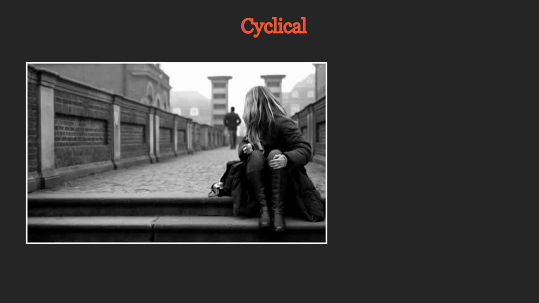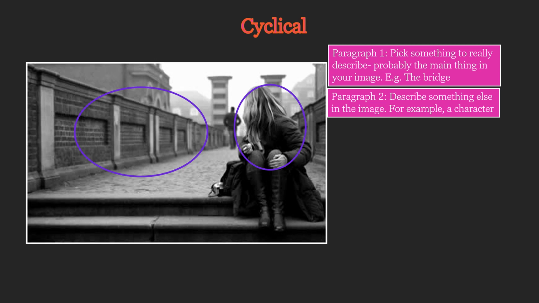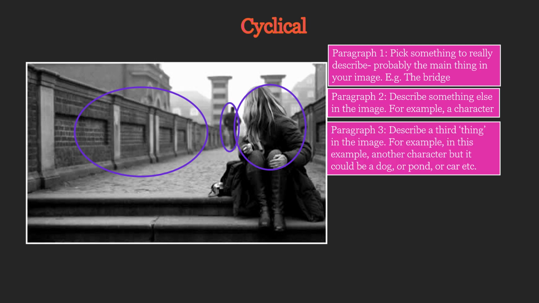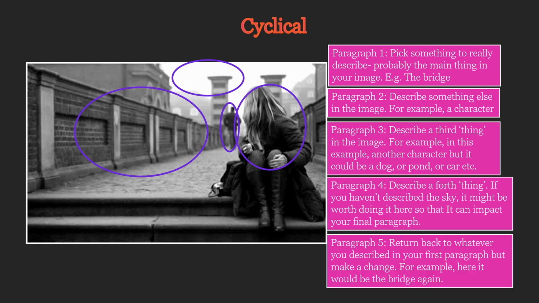Another way that you can structure your work is using a cyclical structure. So here's an example. You pick something to really describe, maybe the main thing in the image, for example, the bridge. Then your second paragraph describes something else, a character. Your third paragraph describes a third thing, for example, another character, but it could be a dog, pond, car. Then you describe the fourth thing, and if you haven't described the sky, it might be worth doing that here. And then you return back to whatever you described in your first paragraph, but you make a change. For example, here, it would be the bridge again.